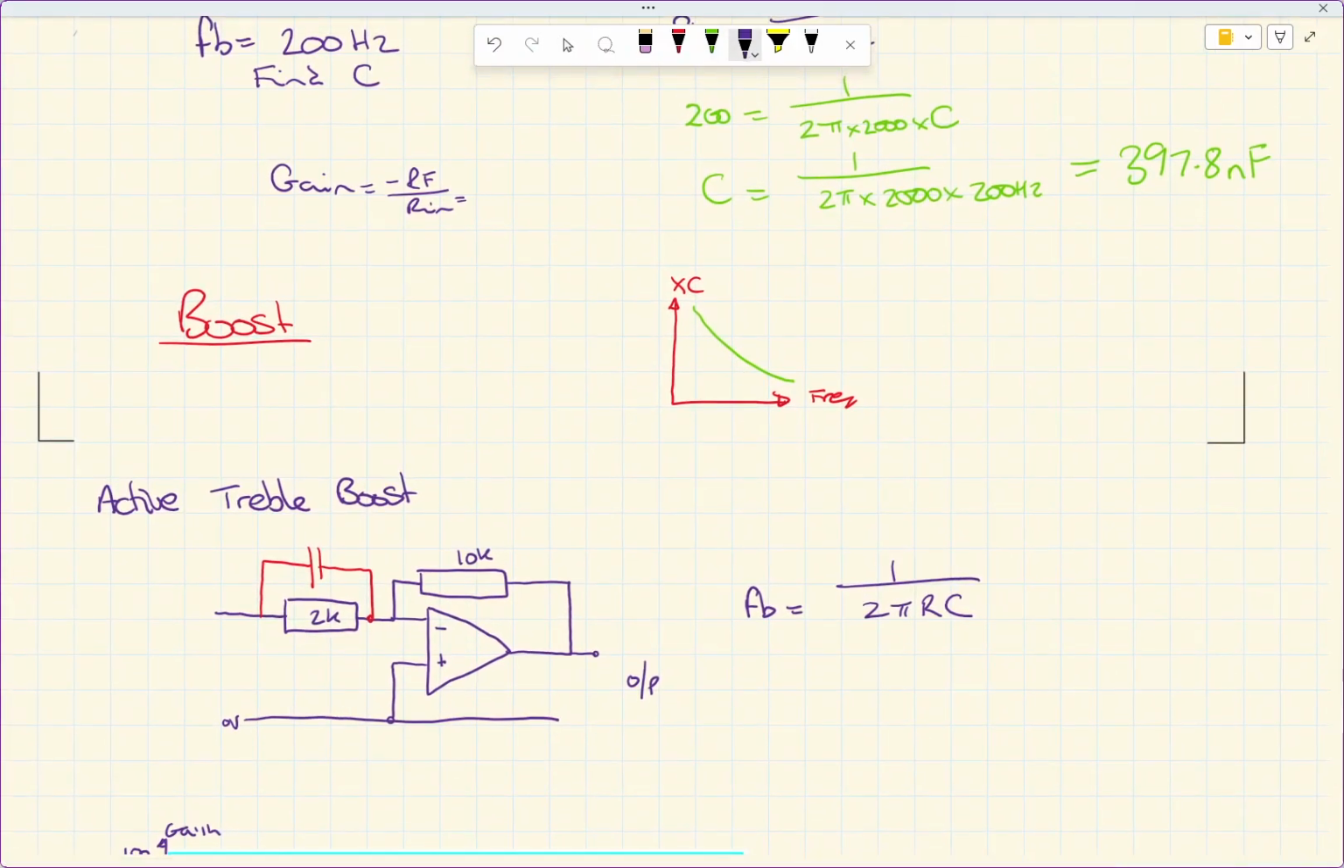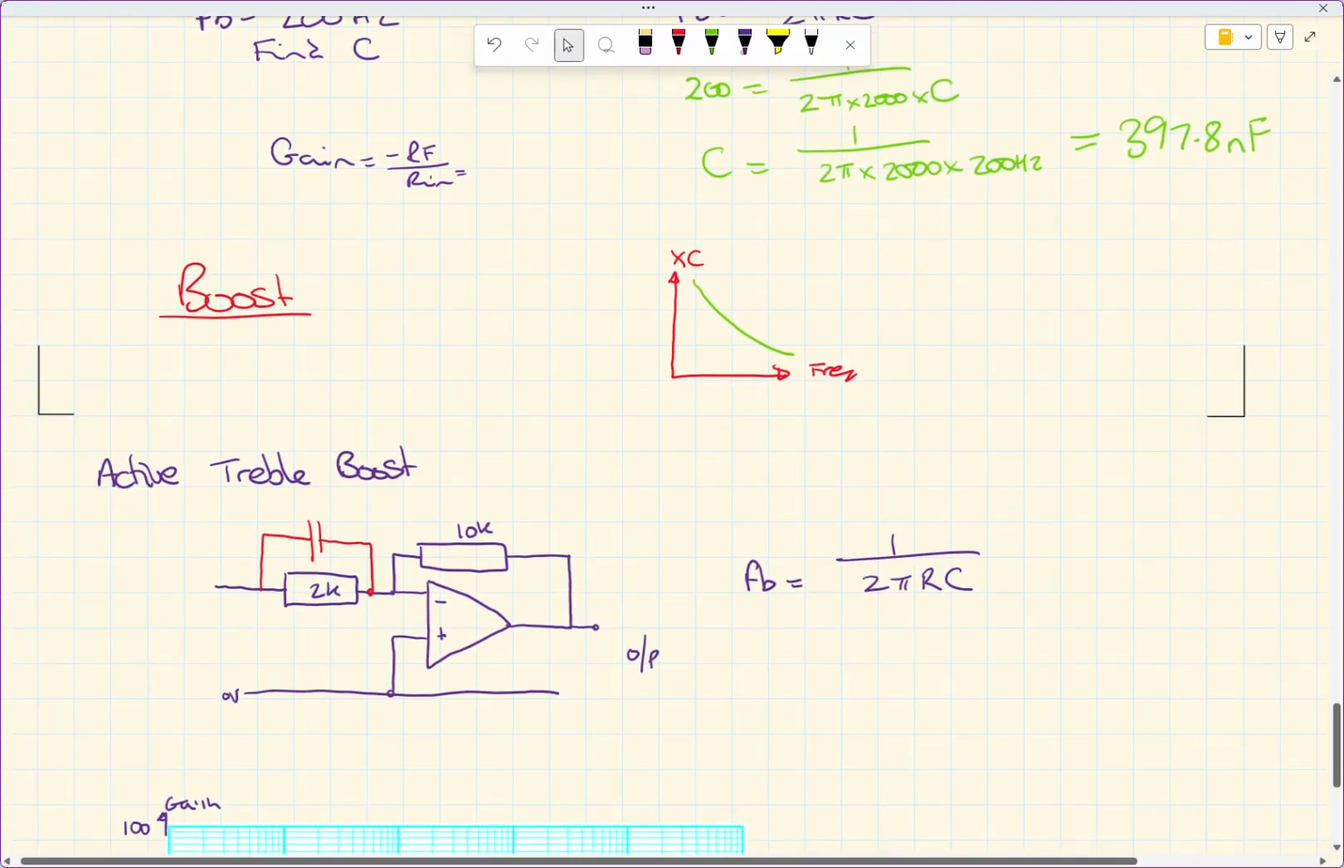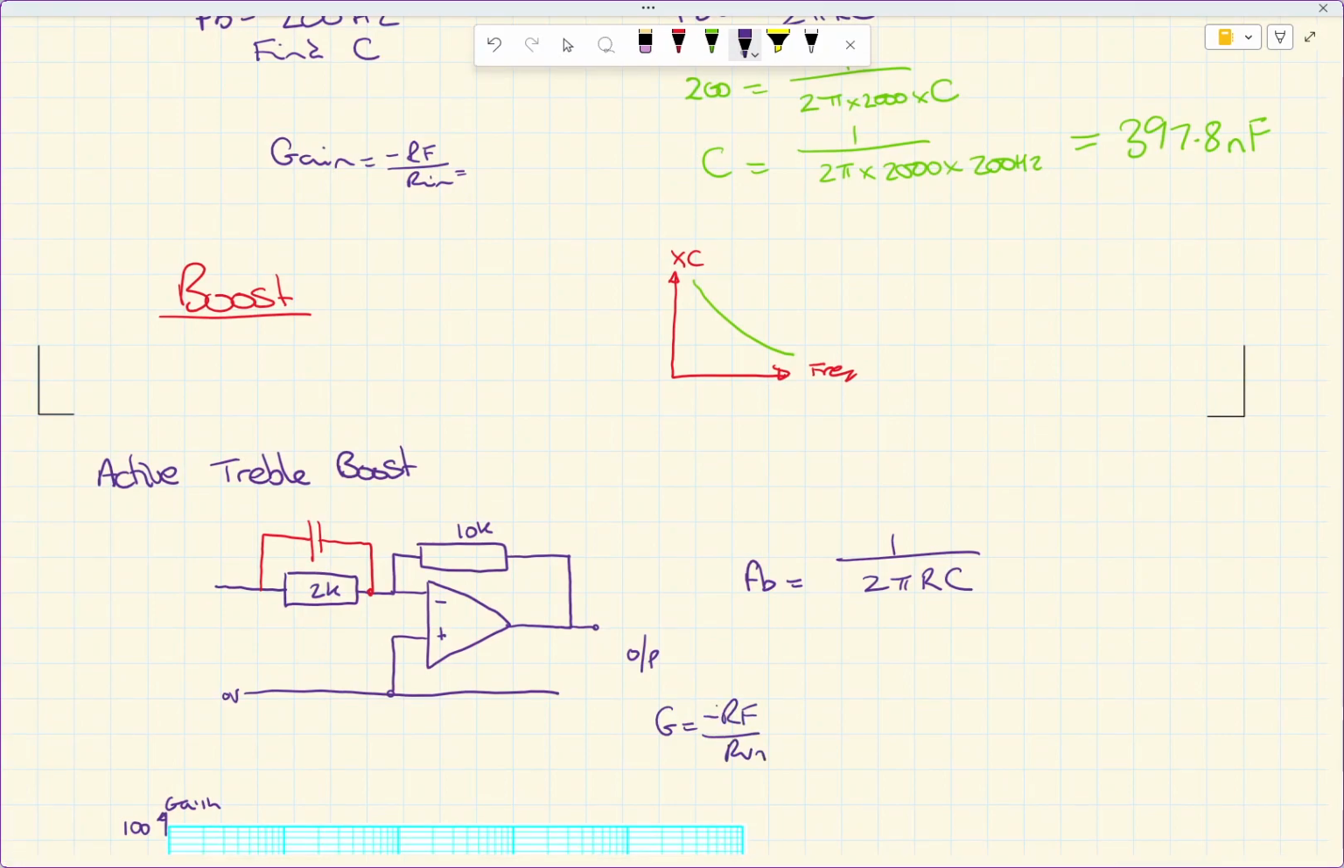The gain for this circuit is the same as the previous circuit, but I will just work it out again. So the gain on the circuit is minus RF over Rin, which equals 10 over 2, which is a gain of minus 5. There's our break frequency formula.